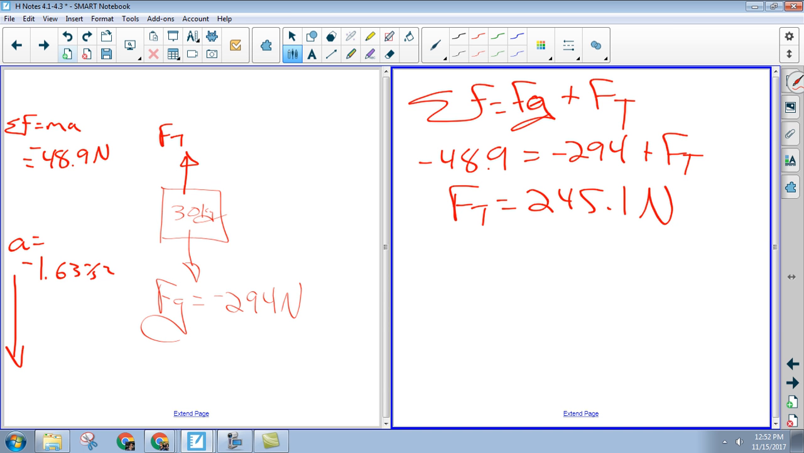Cool? All right, so technically we're done now. Like, we've answered both questions, right? We found the acceleration and the tension. So you're right, we could just do two diagrams. I like the third one, though, because it's a good check. So before I do the third one, are there any problems on what we did here?